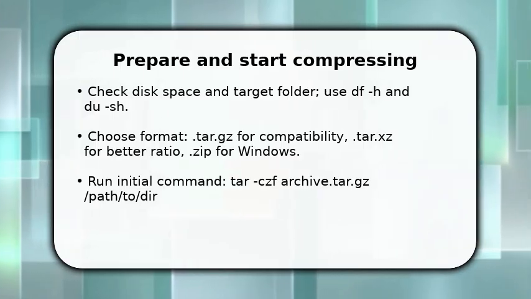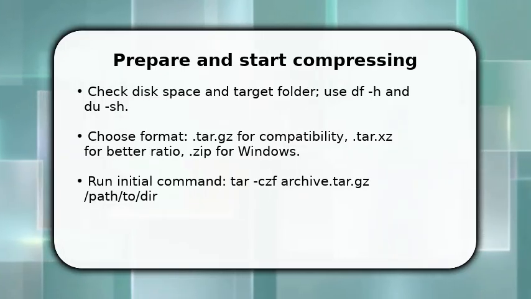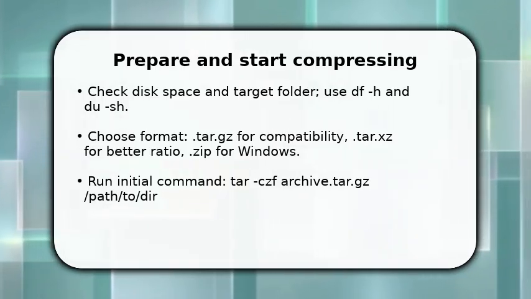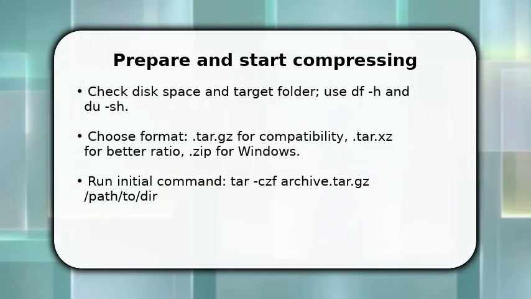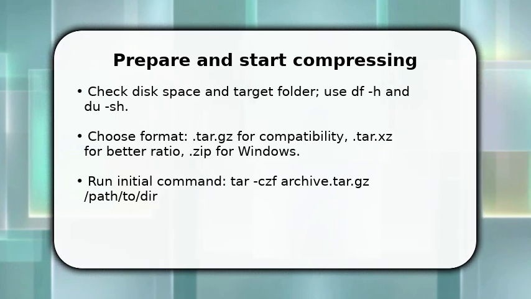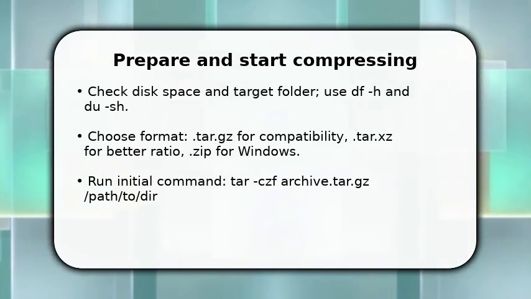Now start the first actionable step. Run tar czf archive.tar.gz /path/to/dir to create a gzip-compressed tarball. This bundles and compresses in one pass. It's efficient and preserves permissions. Make sure to run from the parent directory to keep paths tidy.